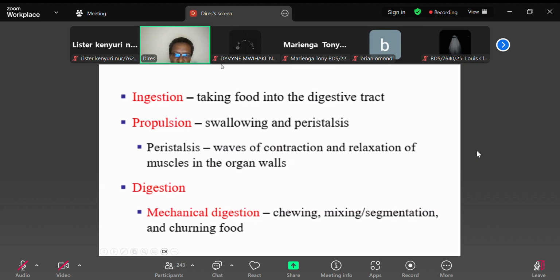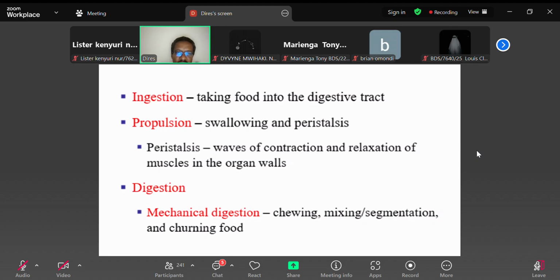Which one do you think is more important? The chemical or mechanical? I know you. Yeah, most of you are saying chemical. I know. That's why I'm asking you this question. It's not chemical. It's not chemical.